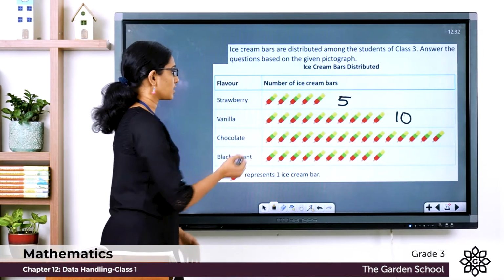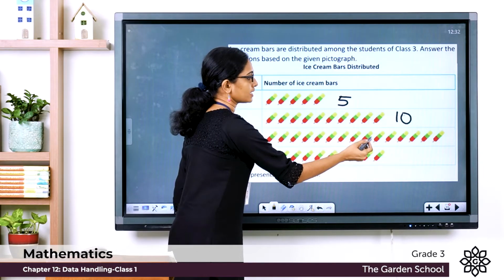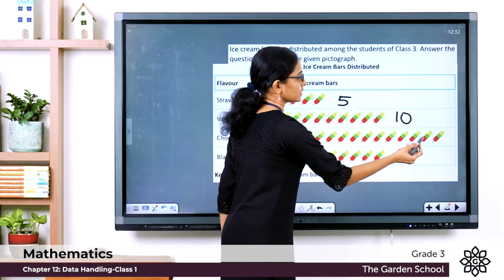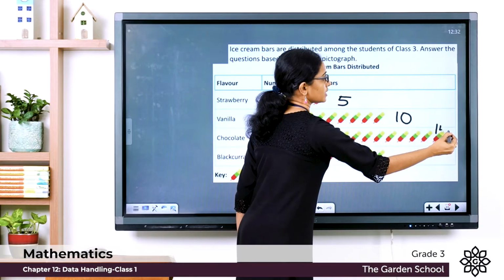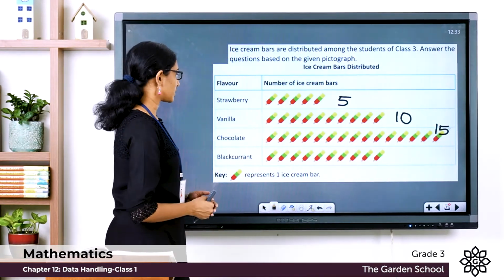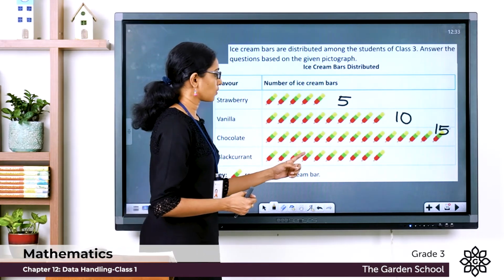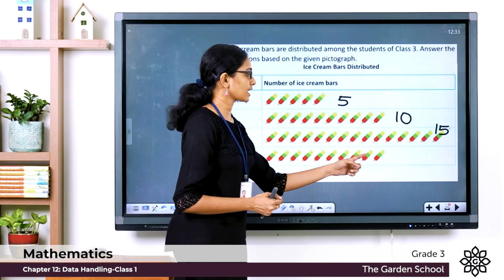Now chocolate. 1, 2, 3, 4, 5, 6, 7, 8, 9, 10, 11, 12, 13, 14, 15. 15 chocolate flavored ice cream bars were distributed among the children. And what about blackcurrant flavor? 1, 2, 3, 4, 5, 6, 7, 8, 9, 10.